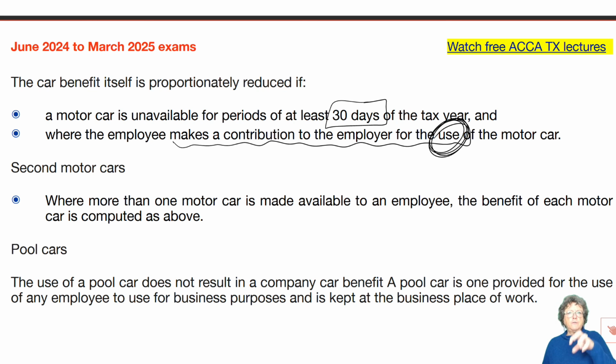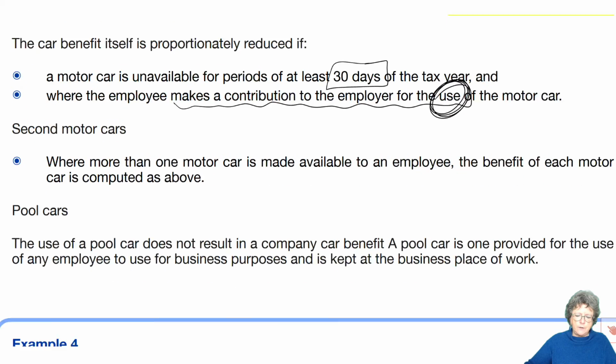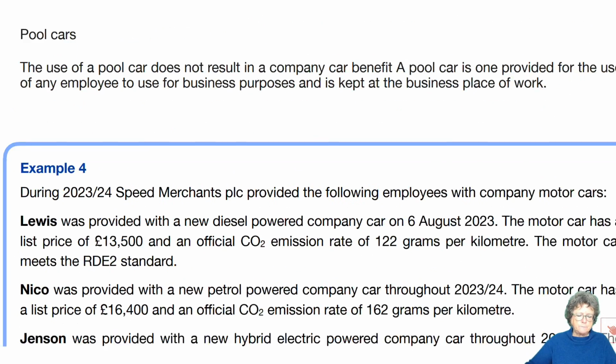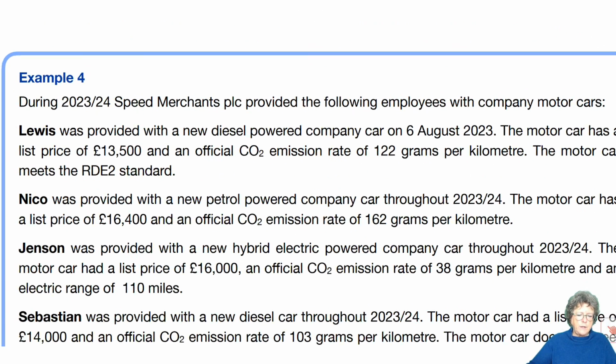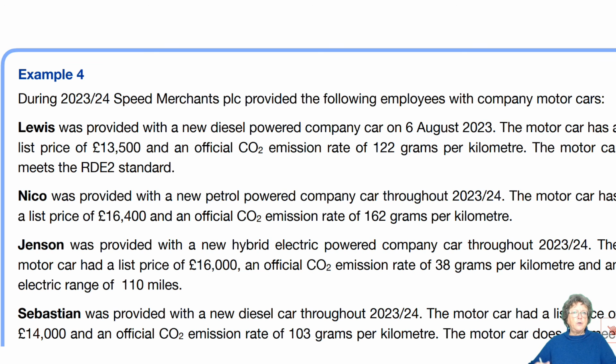This set of rules is to tax people who have cars available for private use. If you're just using a pool car to and from doing things, going to the post office, going to the bank, going to wherever, that's not taxable because it's kept at the place of work. So we're going to have a look now at example number 4.